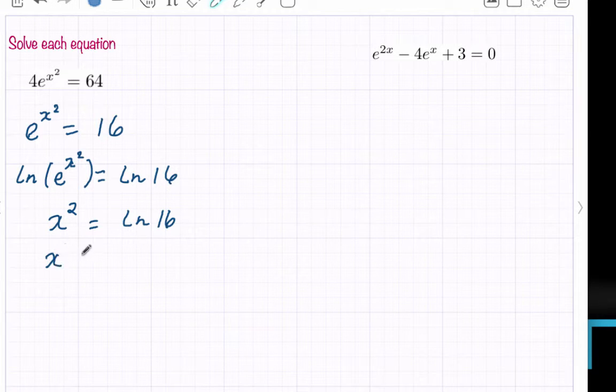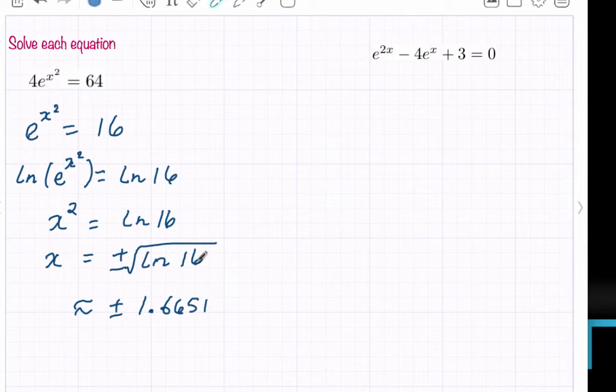So x equals plus or minus the square root of the natural log of 16, right? So that's going to be approximately plus or minus 1.6651 if we actually did the square root of the natural log of 16. Okay, so that's your answer there.